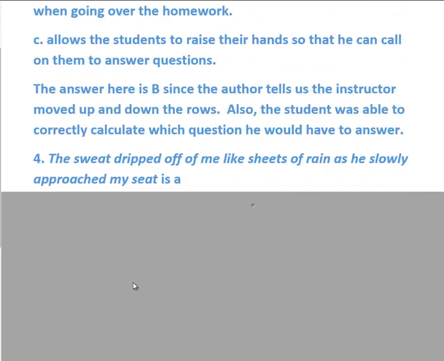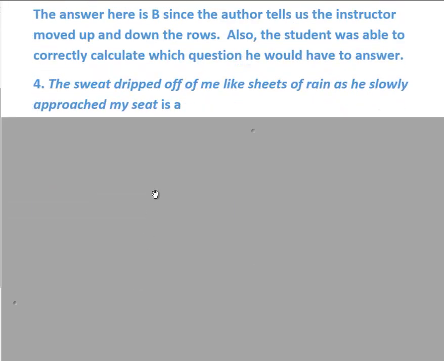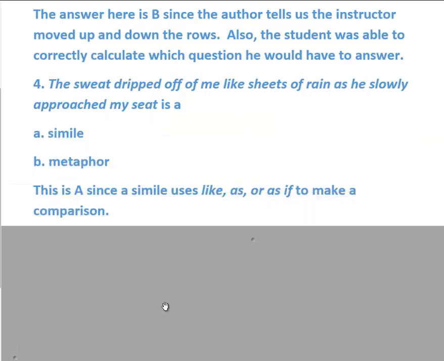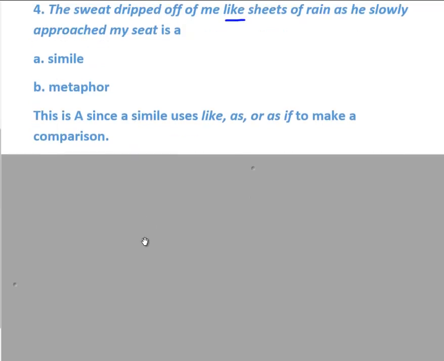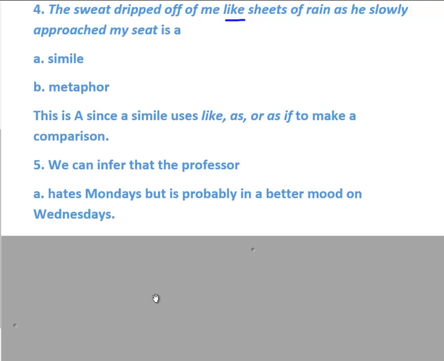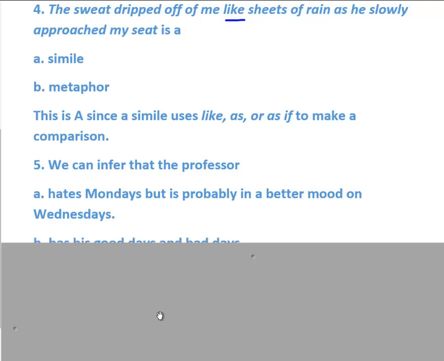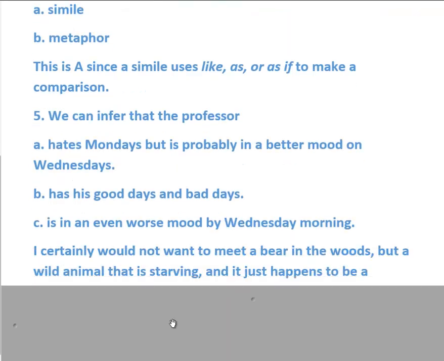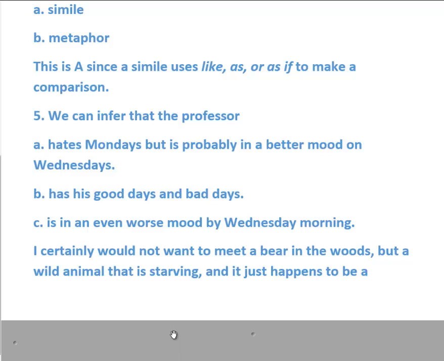Number 4. The sweat dripped off of me like sheets of rain as he slowly approached my seat. That one is A. That's a simile since it uses the clue word like to make the comparison. Number 5, we can infer that the professor hates Mondays but is probably in a better mood on Wednesdays, has his good days and bad days, or C, is in an even worse mood by Wednesday morning. That one, well, was pretty easy.